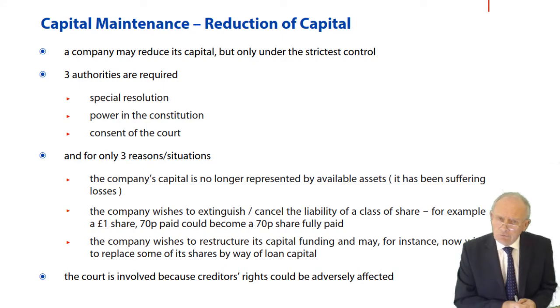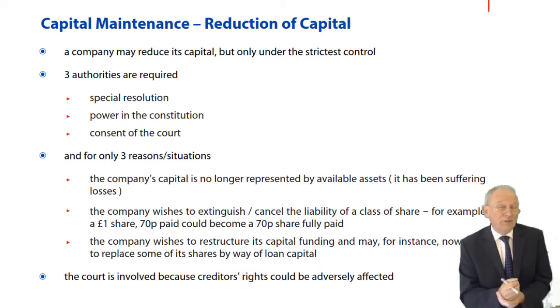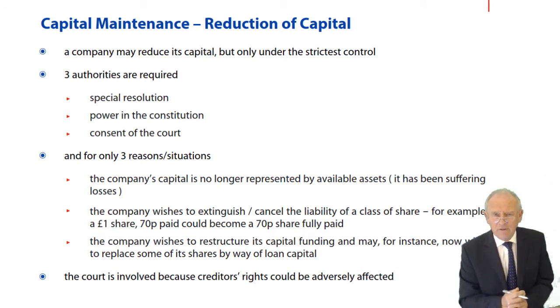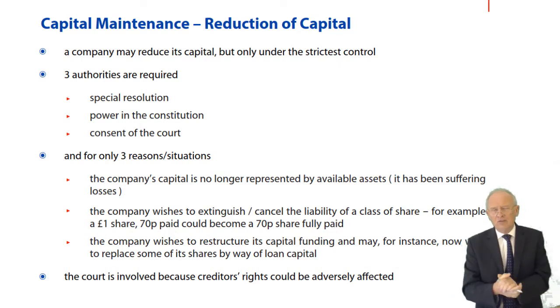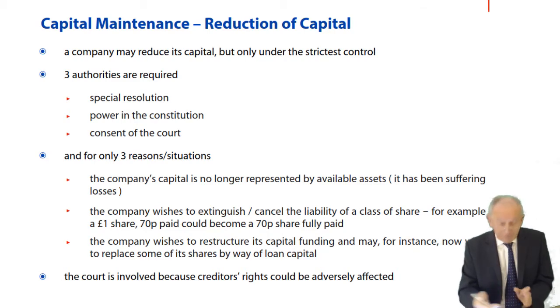If the articles don't give us that authority, well, all is not lost, because we can pass a special resolution to alter the articles that then allows us to reduce capital if we pass a special resolution to reduce the capital. So the one resolution to amend the articles to allow us to reduce is often taken to be also the authority to reduce. And then finally, consent of the court.